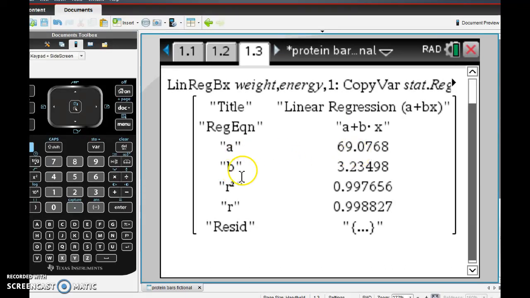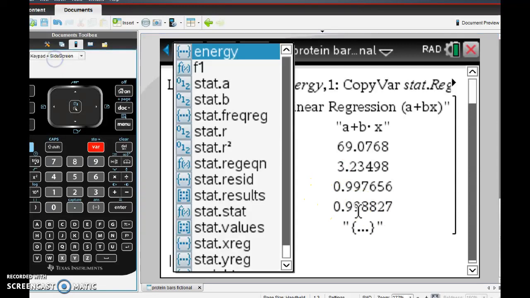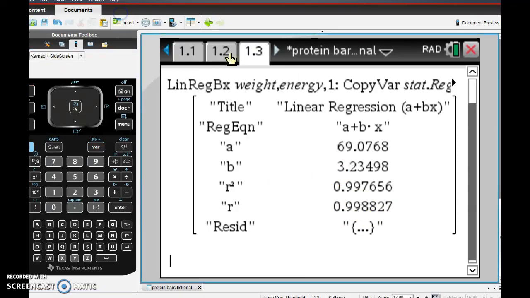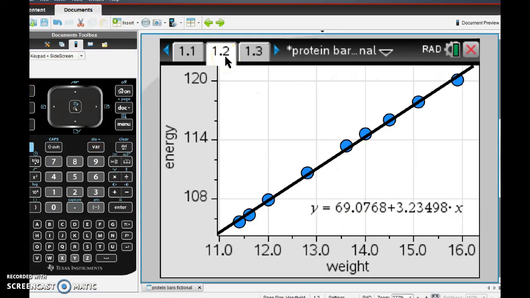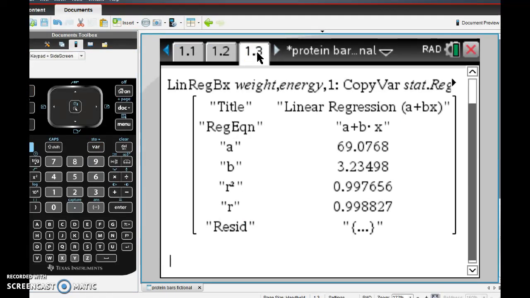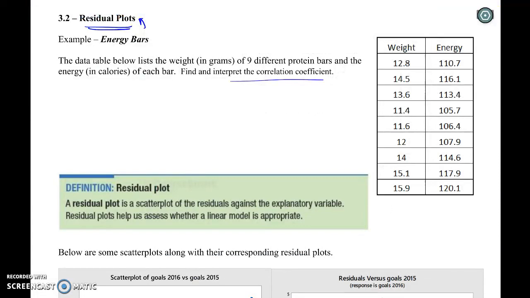It gives us the A value, the B value, the slope and the y-intercept, and it gives us the R value right there. I don't like running it like that because you should always look at the graph. So do the graph, find it, and then just, whatever. The R value is 0.999. So R equals 0.999. Interpret it. How do we interpret this?